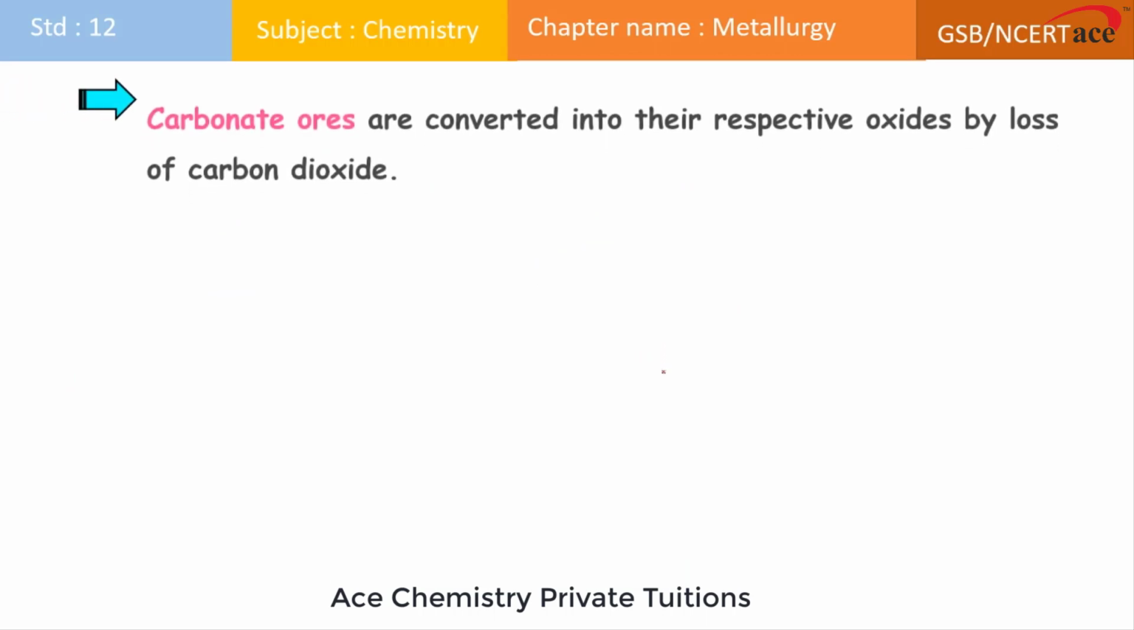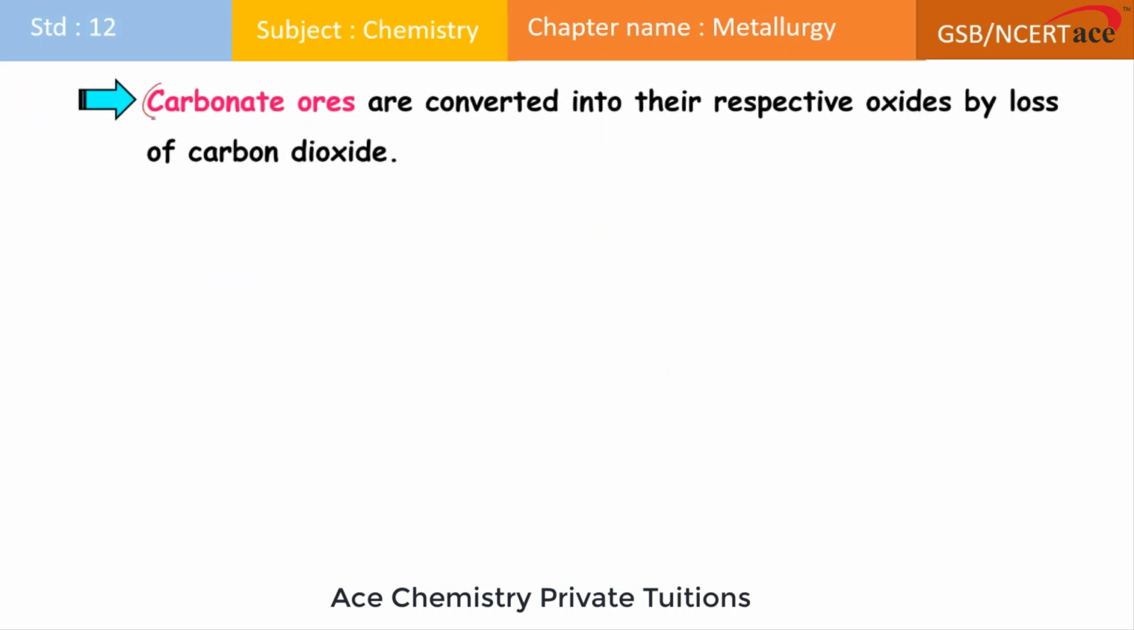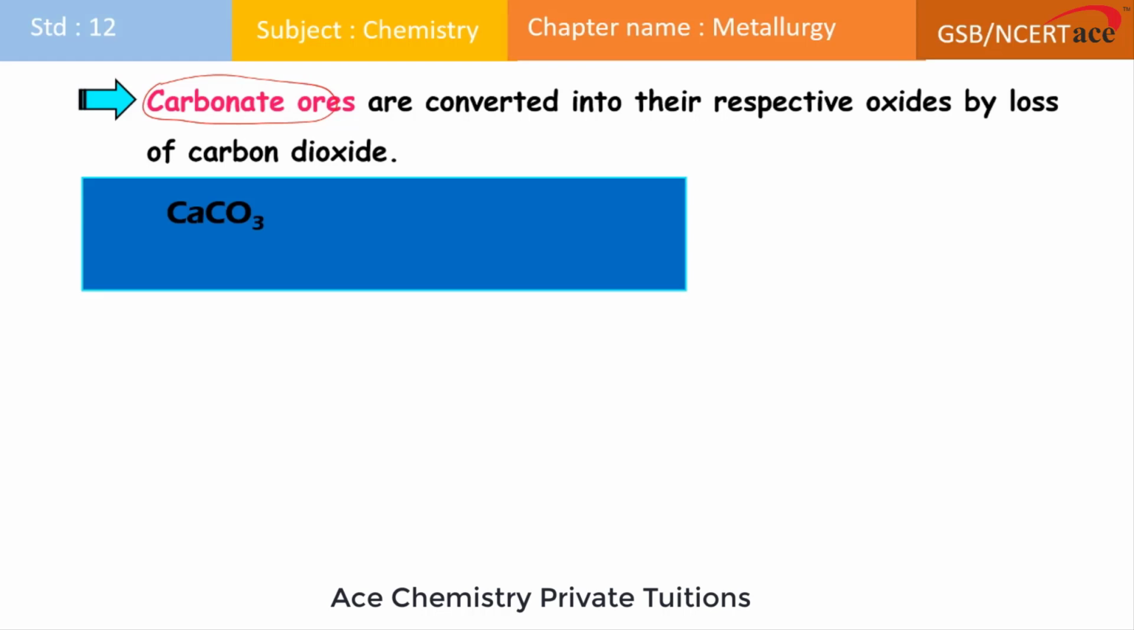Calcination is basically carried out for carbonate ore, because generally if any carbonate compound is heated, on thermal decomposition, carbonate compounds of the metal release carbon dioxide and form the metal oxides. That's why they have written: carbonate ore is converted into its respective oxide by loss of carbon dioxide.